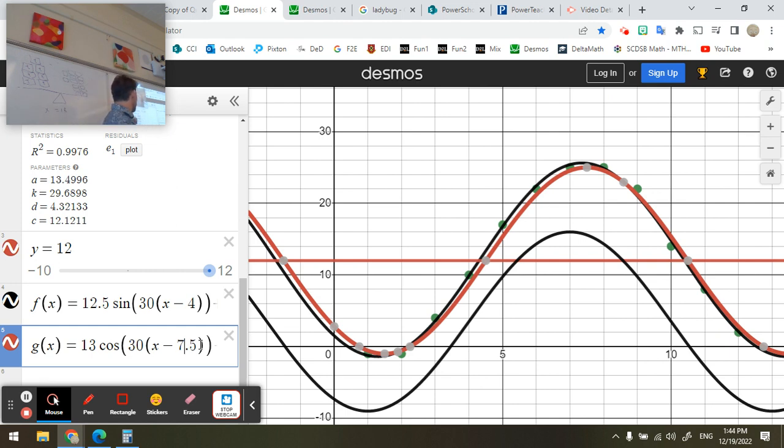With the highs, it was 13. With the lows, it was 12.5. Then the minimum would be 1.5. Like so. Maybe.